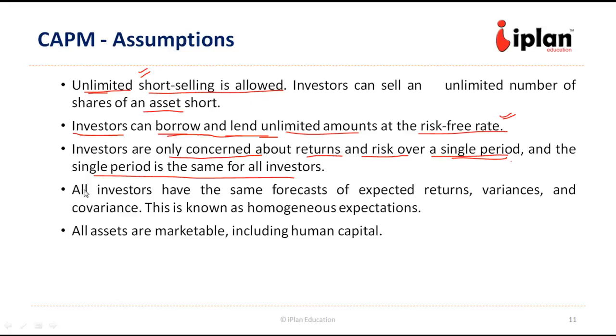The next assumption says all investors have the same forecast of expected returns, variances and covariances. So this is known as homogeneous expectations. This is another assumption. And the last assumption is all assets are marketable, including human capital. We can assign a market value. So that is the last assumption of the capital asset pricing model.